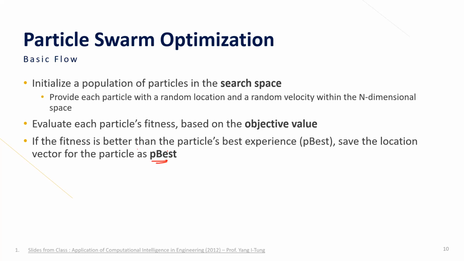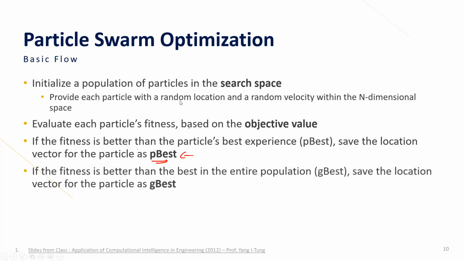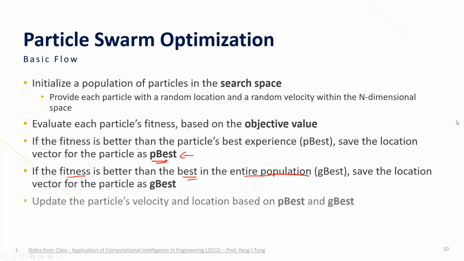But if it is the first time you create this individual, the personal best will be equal to the first objective function value that you already have. And the same way with the fitness for the global best or the entire population best. So you need to check among all these iterations, among all the individuals in this population, which one is the best. Then that one you should consider as the global best.